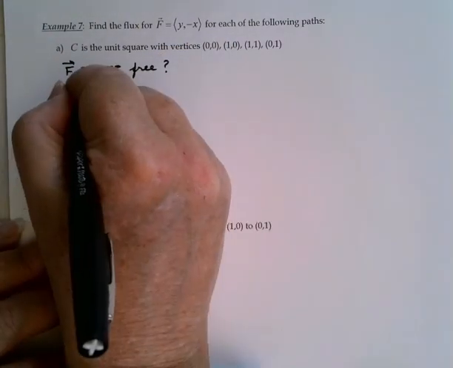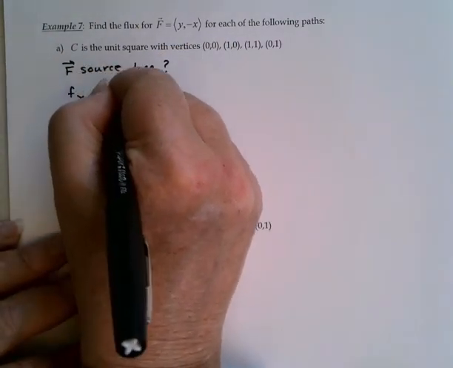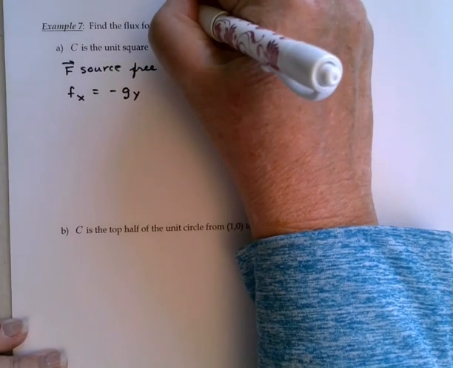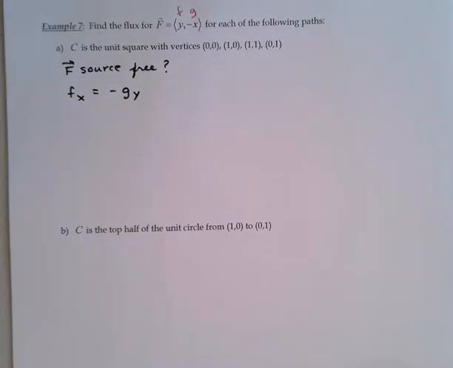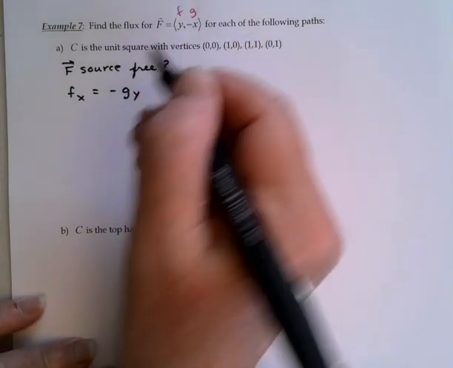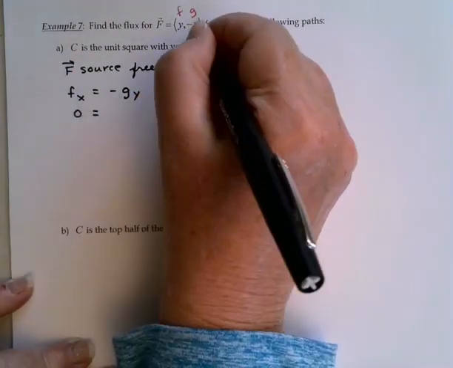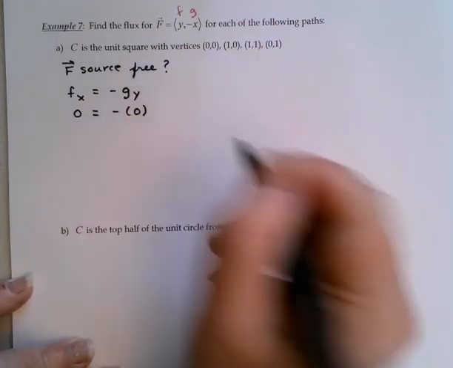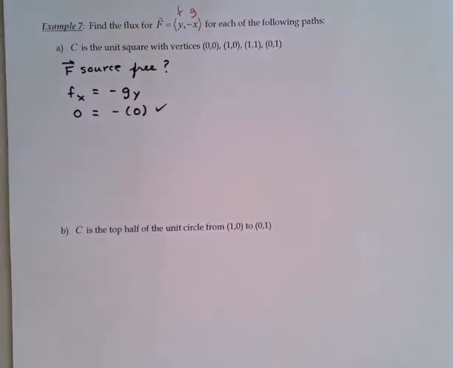Well, let's see. The test for source-free, f sub x equals minus g sub y. Here's f, here's g. And f sub x is 0. G sub y is also 0. So yes, we definitely have a source-free vector field.